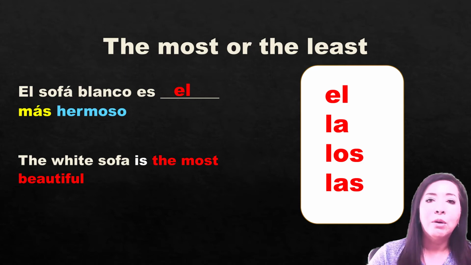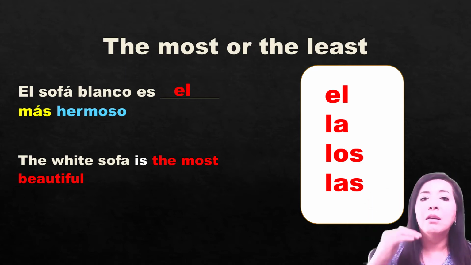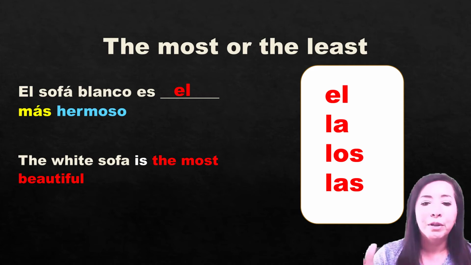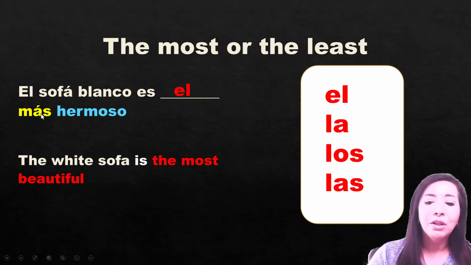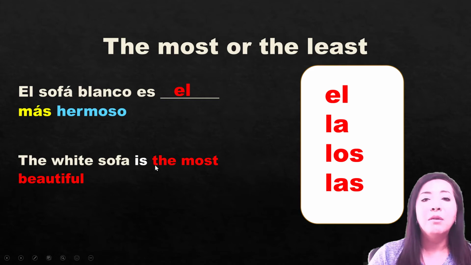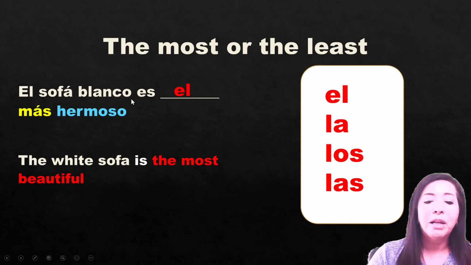When you're comparing something that is the most, the best, the maximum, okay? So if you're gonna do that, you just need the word más or menos, okay? But in front of más, you need to add an article, just like you would in English. Because in English you would say the white sofa is the most beautiful. Literal translation, el sofá blanco es el más hermoso. The literal translation would be the white sofa is the more beautiful.